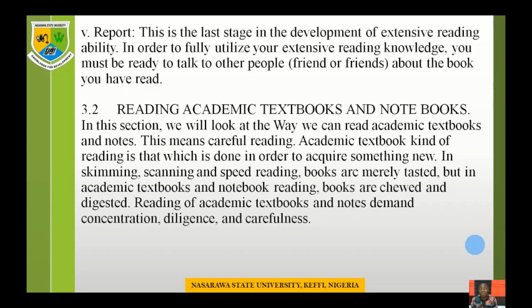That takes us to the next topic, which is reading academic textbooks and notebooks. We are here as students. Our engagements are usually academic in nature. And how do we get to this level? We need to read our academic textbooks and notebooks. Now, we want to look at the way we can read academic textbooks and our notes. That calls for a careful reading. Now, what is academic textbook kind of reading? It is that which is done in order to acquire something new.